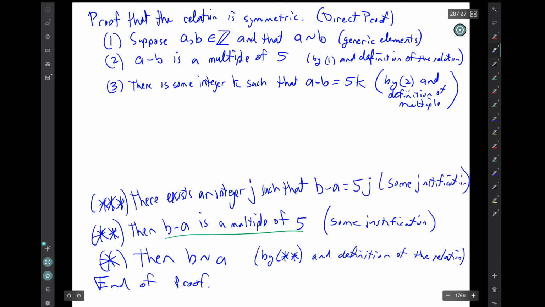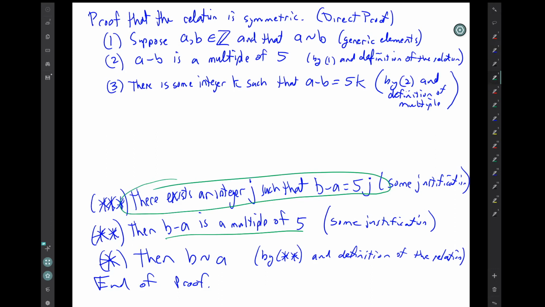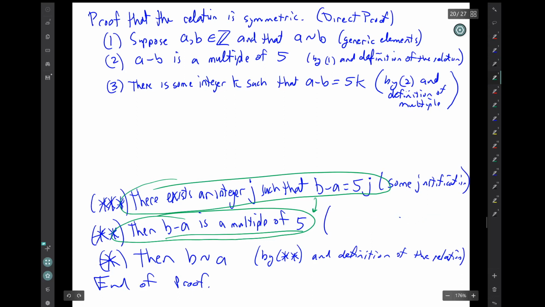Now we don't know how that's going to be justified, but we're going to have this statement: there exists an integer j such that b minus a equals 5j. And then we pack that up into this more concise statement. We say that b minus a is a multiple of 5. So this will be justified by statement 3 asterisk and the definition of multiple.